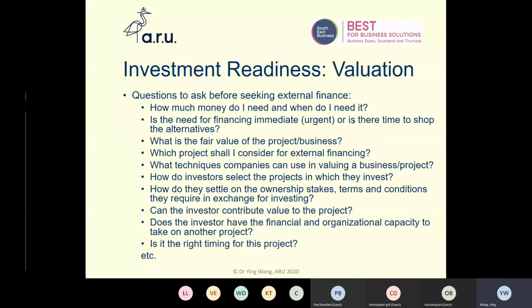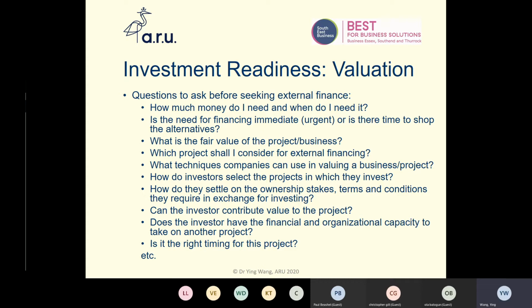Questions to ask before you seek external finance: how much money do you need? When do you need it? Is this need immediate, or can you shop around for alternatives? What is the fair value of the project? Which project should you consider for external financing, and what techniques are you going to use?